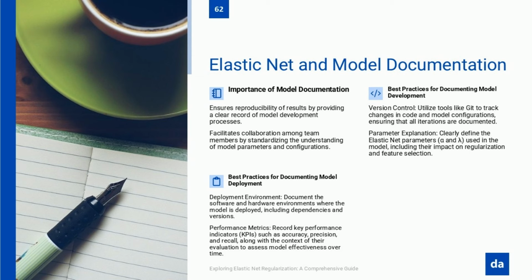Another critical piece of documentation is feature selection insights. Elastic Net automatically removes some predictors by shrinking their coefficients to 0, meaning that only the most relevant variables remain in the final model. Documenting which features were retained, which were removed, and why helps explain how the model makes predictions. This is especially important in regulated industries like finance and healthcare, where transparency is required.